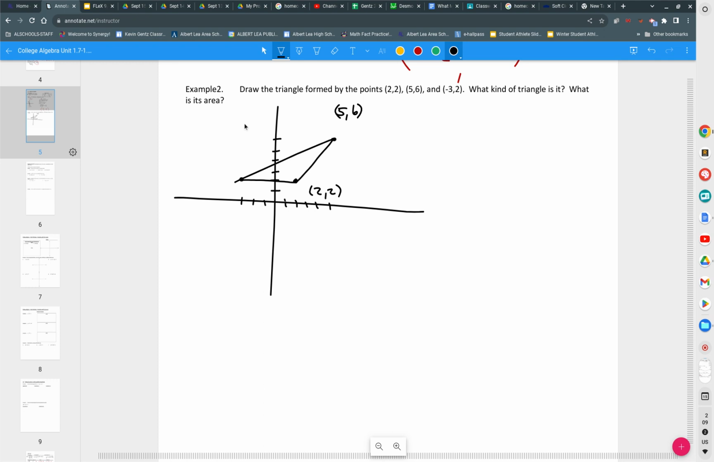Second, finish drawing that shape. As you draw it, there are 2 questions. The first question is, what kind of triangle is it? And the second question is, what is the area of the triangle? So you have to try to extract some information from your geometry time.